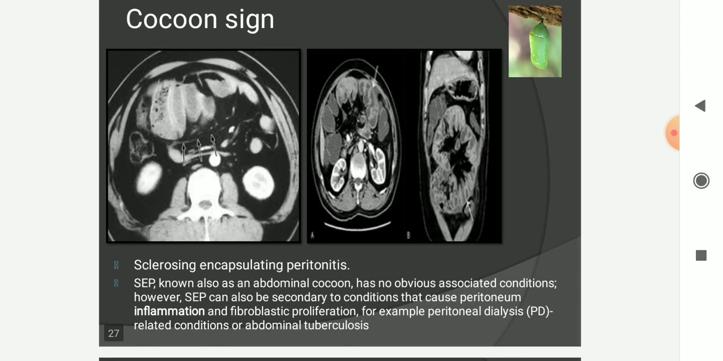Cocoon sign is also related to that of the GIT, and it is caused due to sclerosing encapsulating peritonitis. So sclerosing encapsulating peritonitis, known also as an abdominal cocoon, has no obvious associated conditions. However, SEP can also be secondary to conditions that cause peritoneal inflammation and fibroblastic proliferation. For example, peritoneal dialysis related conditions or abdominal tuberculosis.